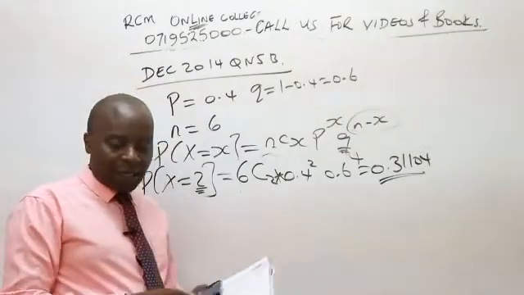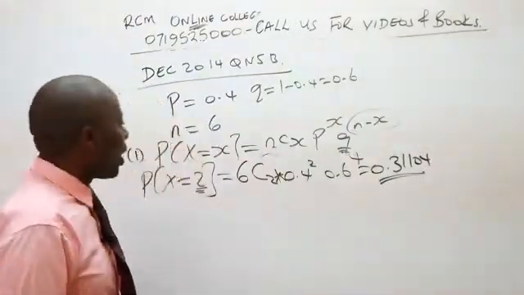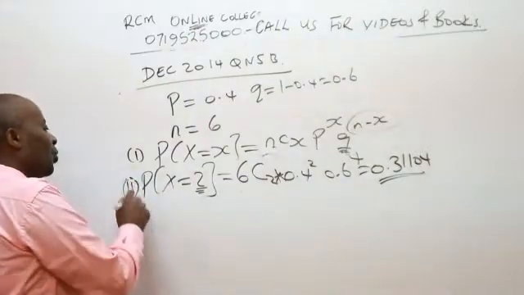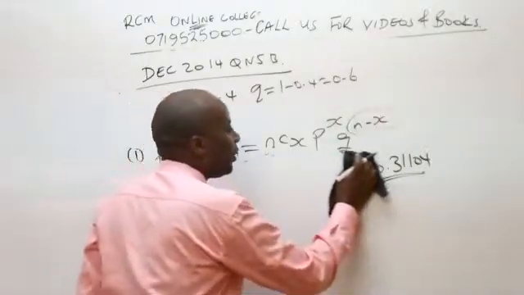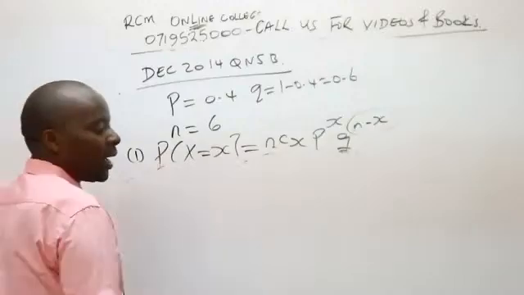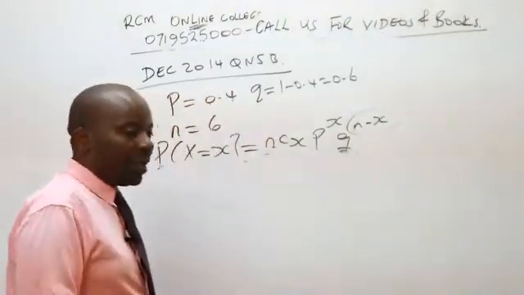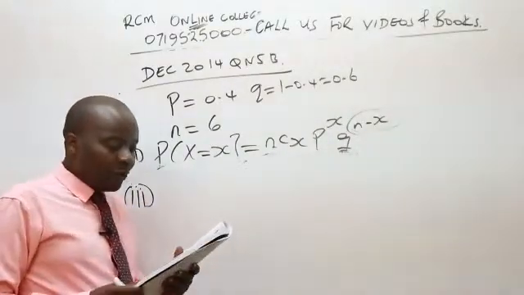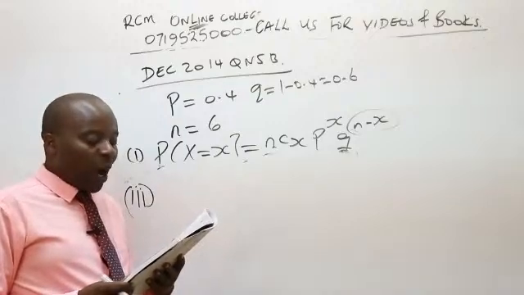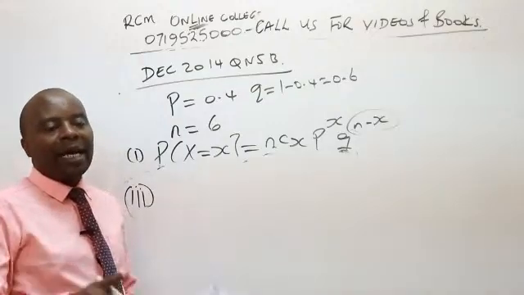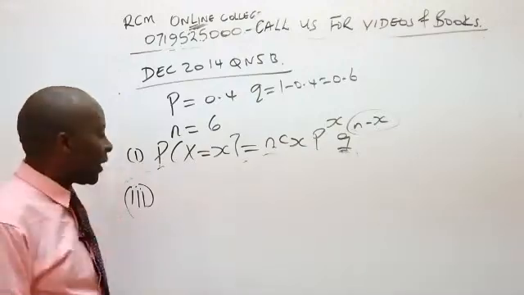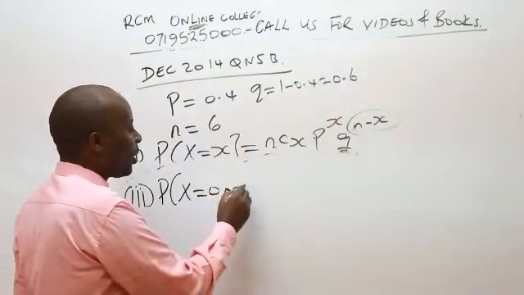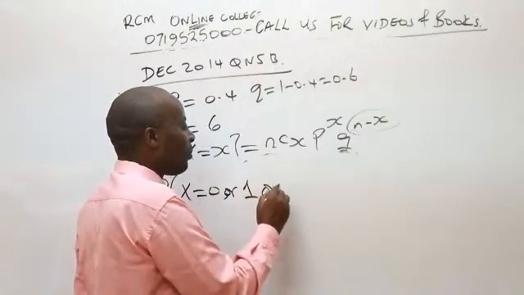So Roman 2, we are done with it. Now we go to Roman 3. Under Roman 3, what we have is quite interesting. They want us to give the probability that at most 2 households were affected by the pandemic. At most 2, so 2 is the highest. This is equivalent to saying probability of X is 0, or probability of X is 1, or probability of X is 2.